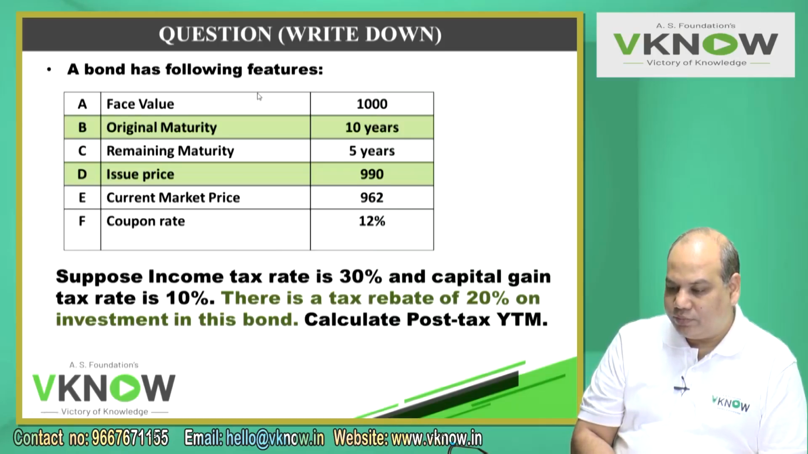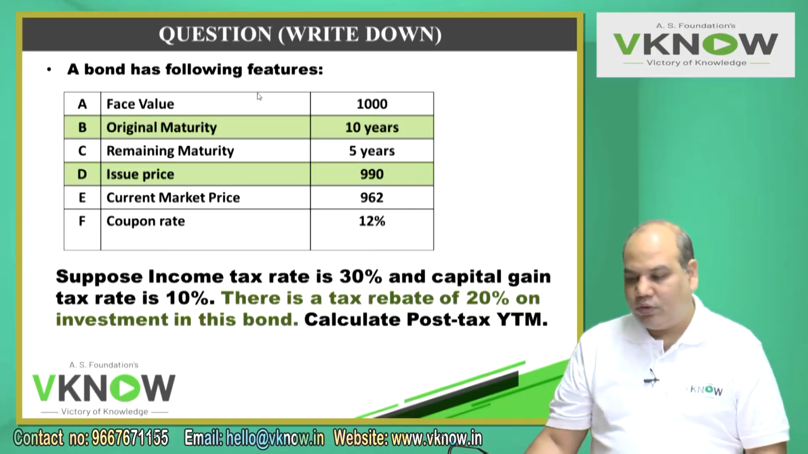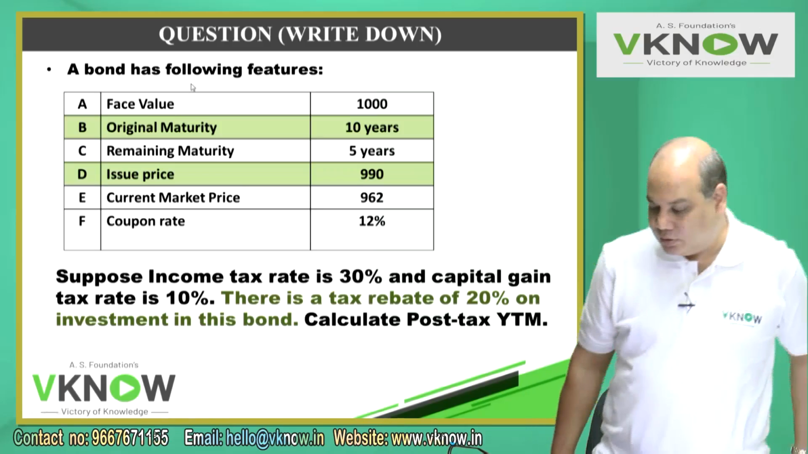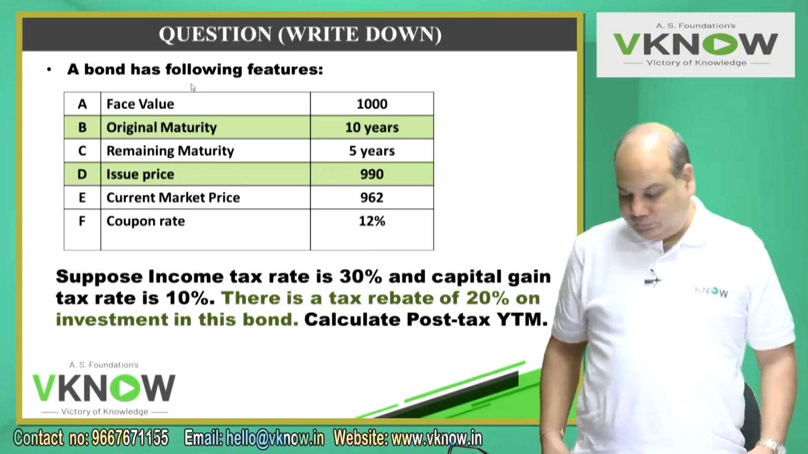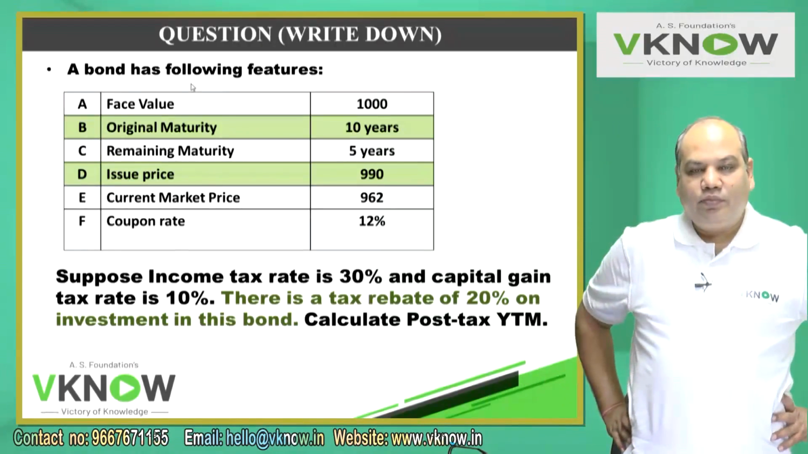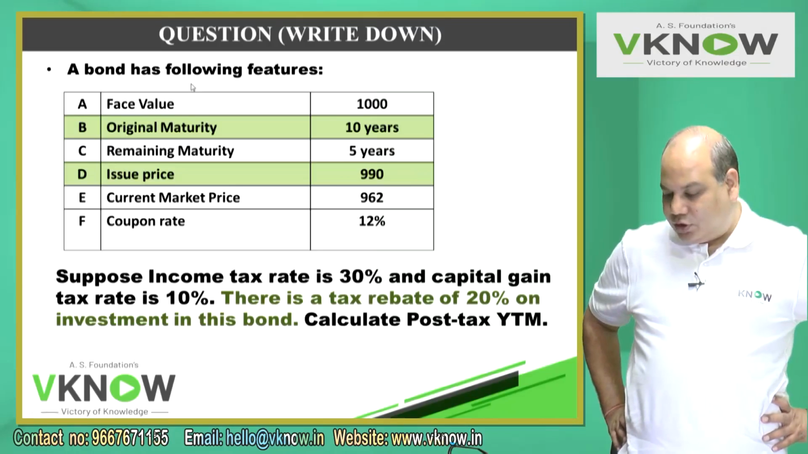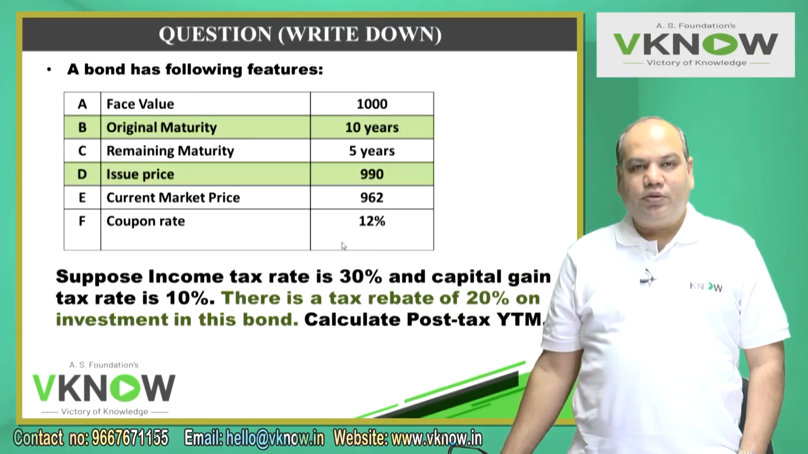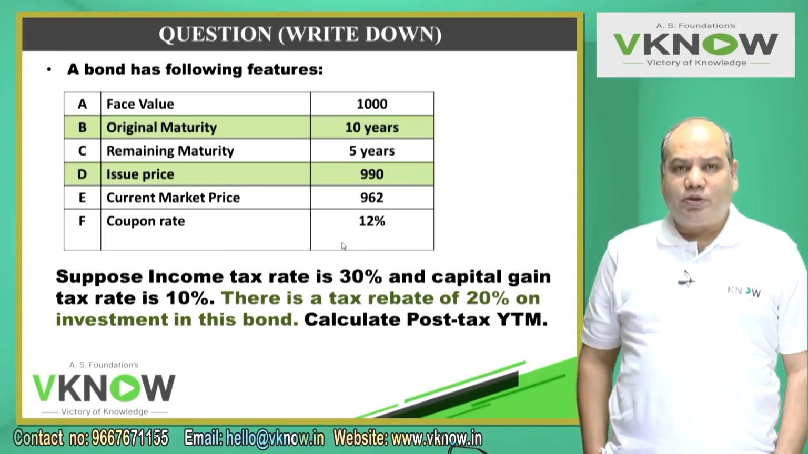Right hand side rupees. First point A, write down, face value rupees 1000. B, original maturity 10 years. Remaining maturity 5 years. Issue price 990. Current market price 962. Coupon rate 12%. Table closed.